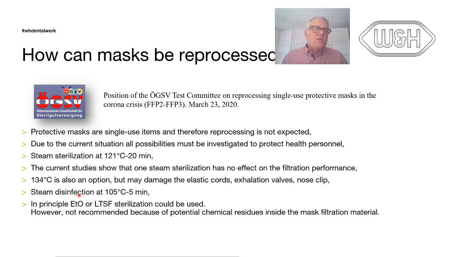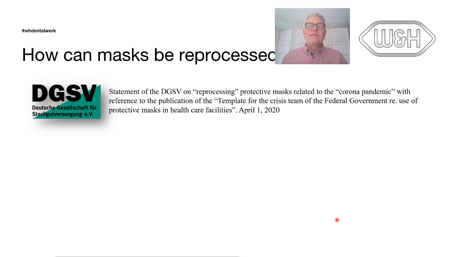Now, they also mentioned that sterilization with ethylene oxide, or low temperature steam formaldehyde, or the chemiclave, can also be used. However, they noticed some residues and some damage on the filtration material. I will come back to some other possibilities, alternatives. This is from Germany.